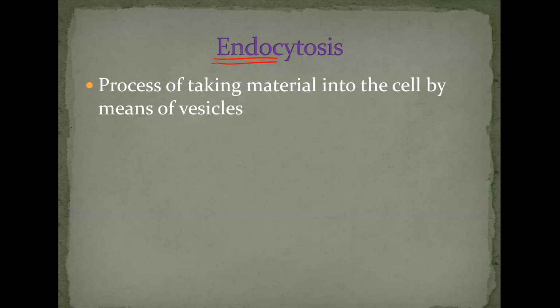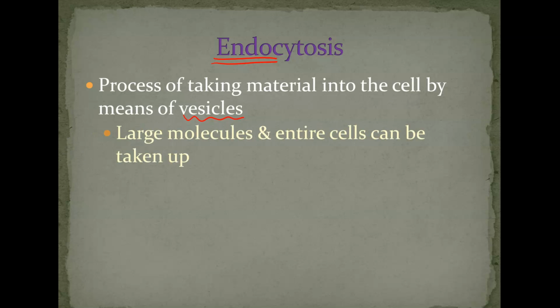So let's talk about some more types of active transport. The first one is called endocytosis. So endocytosis is going to happen bringing stuff into the cell. So the process of taking materials into the cell by vesicles. So vesicles are, again, remember those little membrane bubbles that are inside the cell. So those vesicles are going to take in that material. So large molecules or entire cells can be taken in by endocytosis.